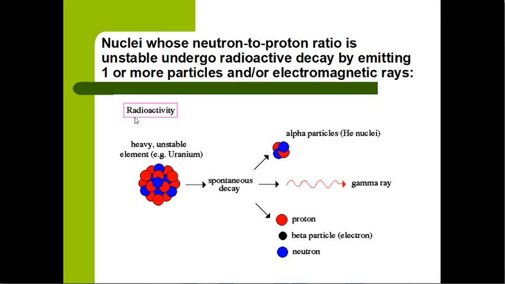So right here we have a heavy, unstable element. For this example, they used uranium, and you can see here, spontaneous decay. That's one of the things that makes uranium such a big deal. It just spontaneously decides, you know what, I'm going to break off into these different things.